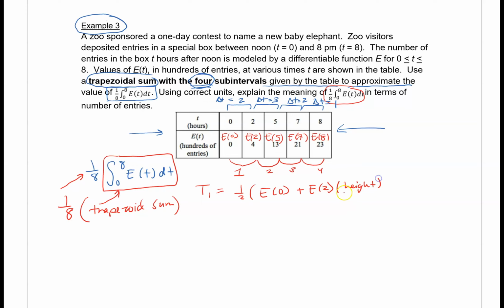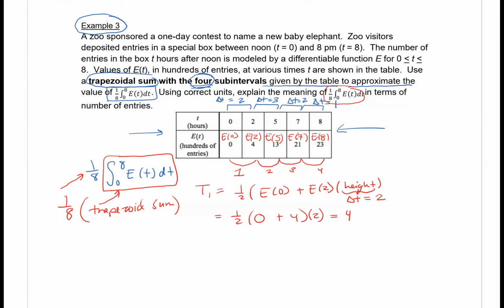But remember that height is always your horizontal change, the change between your x values, or in this case your t values. So in this case, that would equal 2 for my first trapezoid. So I have 1/2 (0 plus 4) times 2, which is equal to 4. So that's the area of my first trapezoid.